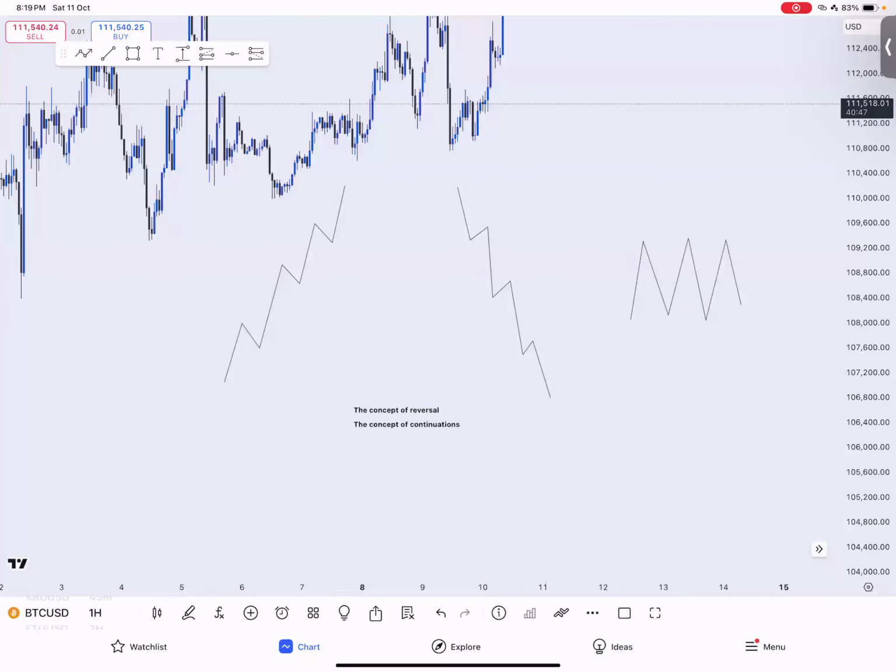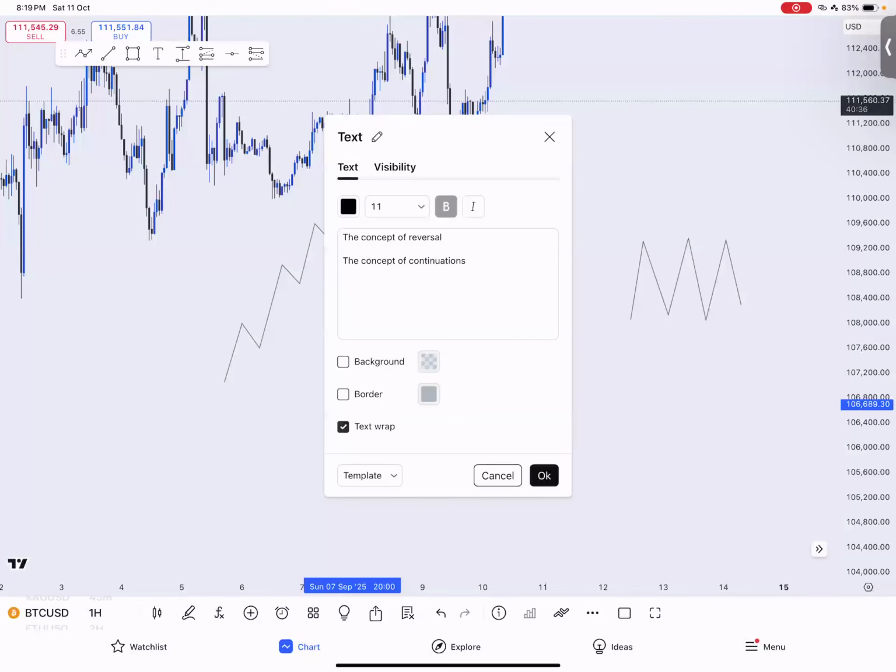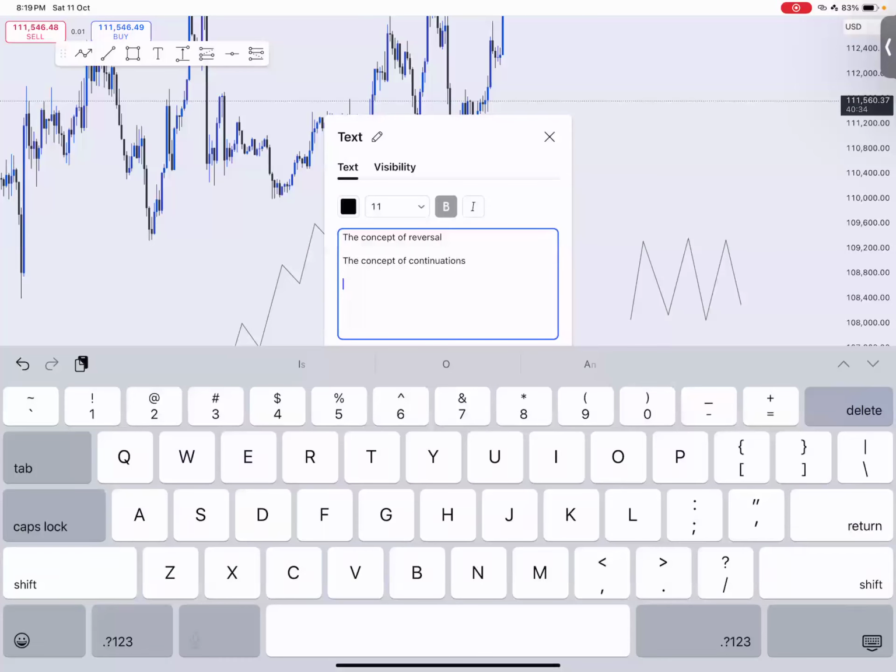So now it comes down to this: what is actually the concept of reversals and what is the concept of continuations? The concept of reversals is called a market structure shift. Now get this down. A market structure shift is the concept of trading reversals and is the indication that the current trend the market is on is ending and the new trend is about to begin in the opposite direction. I will type it down.